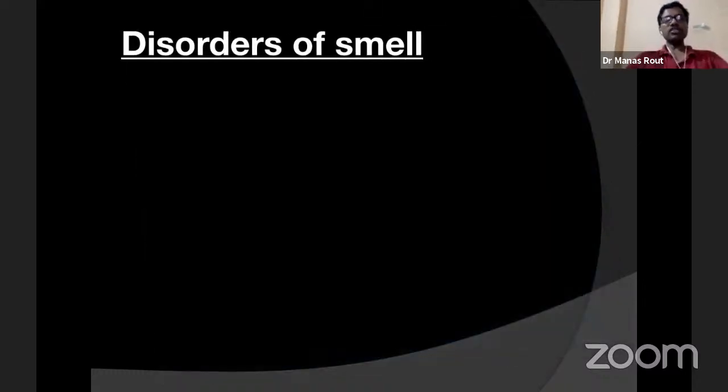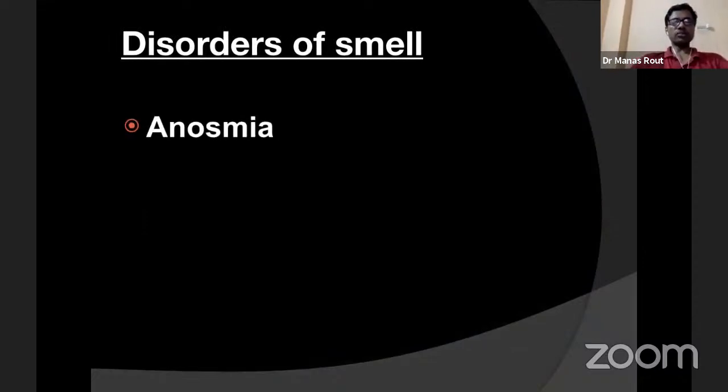Now, there are certain disorders of smell that we need to know a little bit. So, what are the disorders? One is anosmia, the complete absence of the sense of smell. As with the coronavirus infection today, some patients are getting absolute anosmia, no sense of smell, and it recovers. They recover after a few days, but there are certain other conditions also where there will be anosmia, and in some conditions the chance of recovery is very rare. We'll discuss the different causes of anosmia.